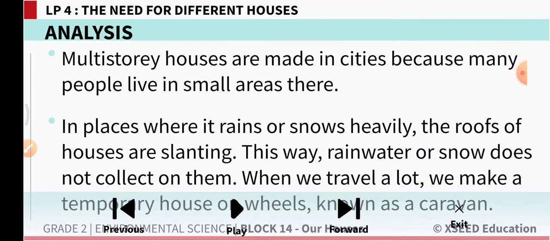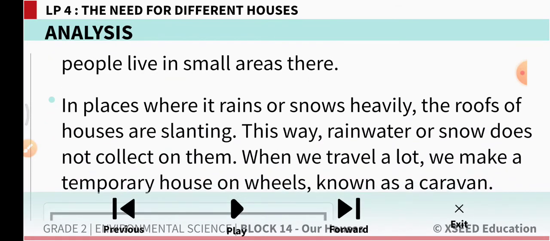In places where it rains or snows heavily, the roofs of the houses are slanting. This way, rainwater or snow does not collect on them. Why? Because the rainwater or the snow that falls on the house slips on the slanting roof. It slides from there and falls down.